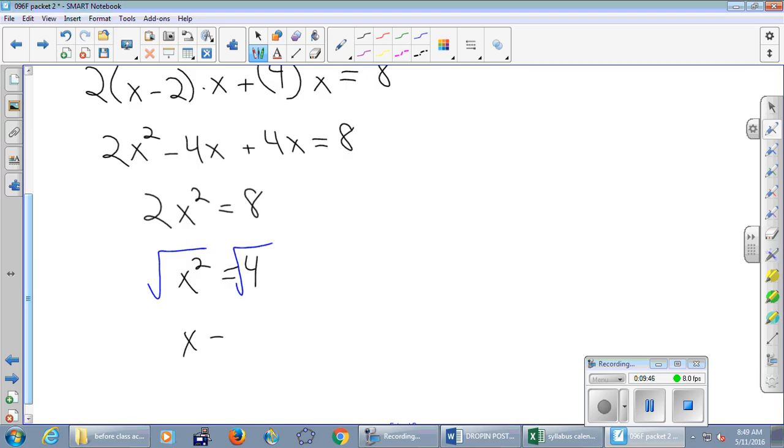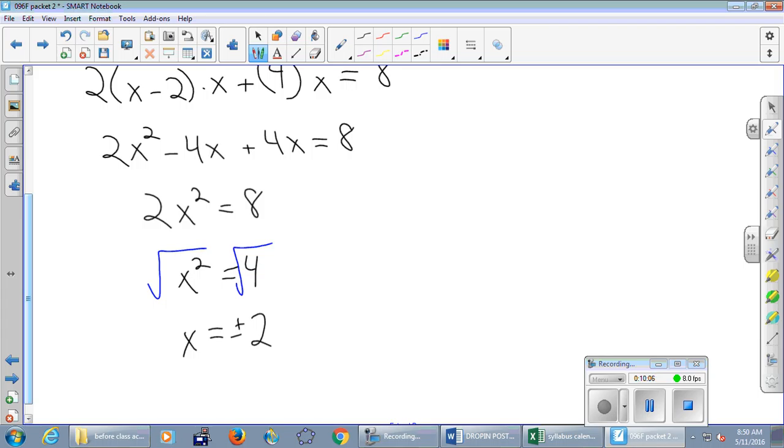And x equals? Yeah, really easy to forget that plus or minus, but when we take the square root of both sides of an equation, we've got to put in the plus or minus. So we've got two answers, x equals 2, x equals -2, and we're done.